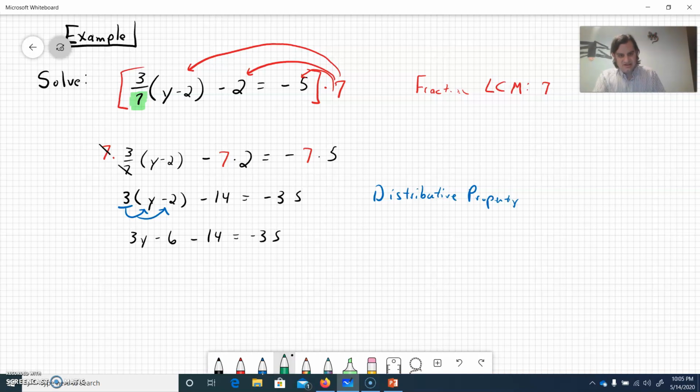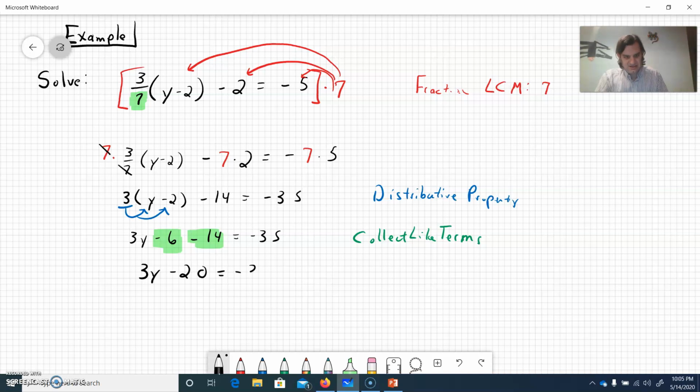Then I can collect like terms. And those like terms are -6 and -14. So now I have 3y minus 20 equals -35. So I've done step 1, 2, 3. This is now step 4, where I'm going to add, subtract across the parentheses, across the equals.